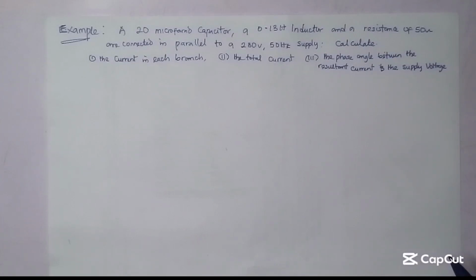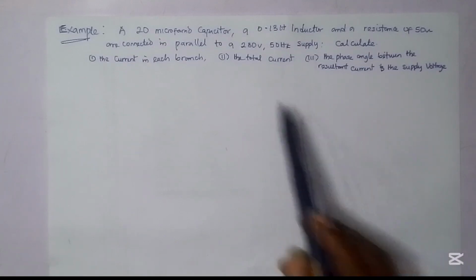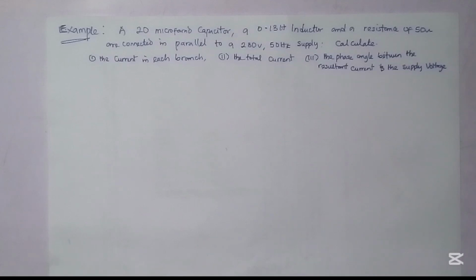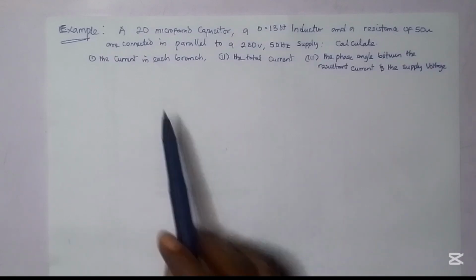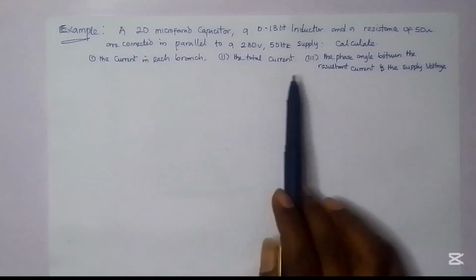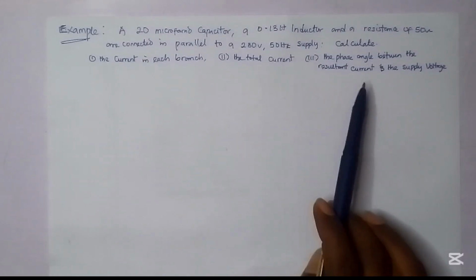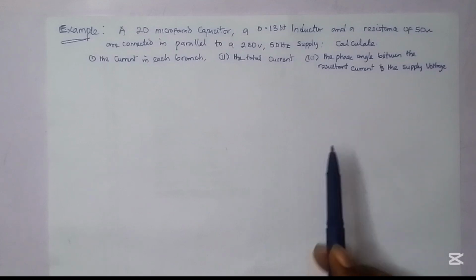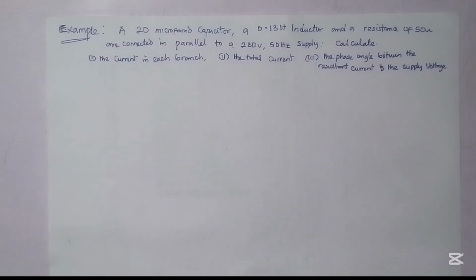Alright, in this example, we are looking at phasors in parallel, and we are looking at a combination of a capacitor, inductor, and a resistance all connected in parallel. So this example will show us how we can calculate the current in each branch, the total current, and the phase angle between the resultant current and the supply voltage.